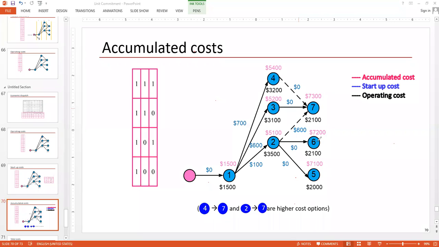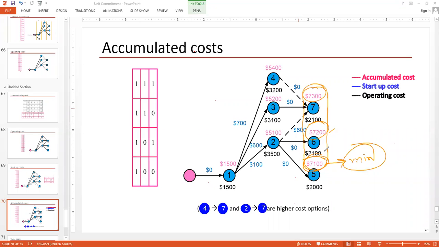Okay, what about this one? So this one is 5100 plus 0 plus 2100. There is only one path, so you keep it, 7200. Again, there is only one path, so there are no alternate paths for reaching this node. So it is 5100 plus 2100, that is 7100. So which is the minimum? Okay, we have 7300, 7200, 7100. So this one is the minimum.